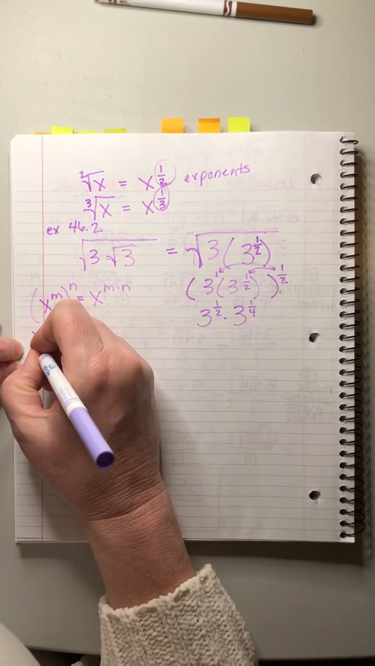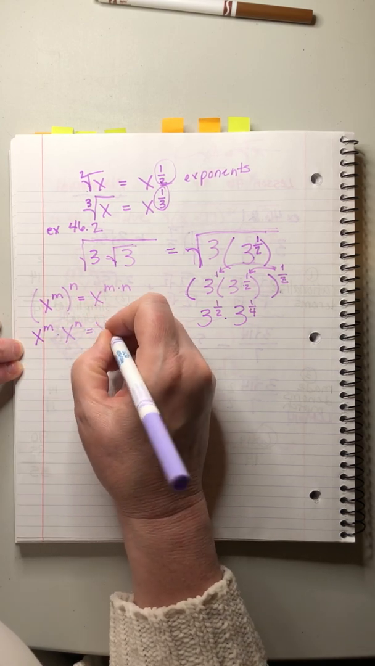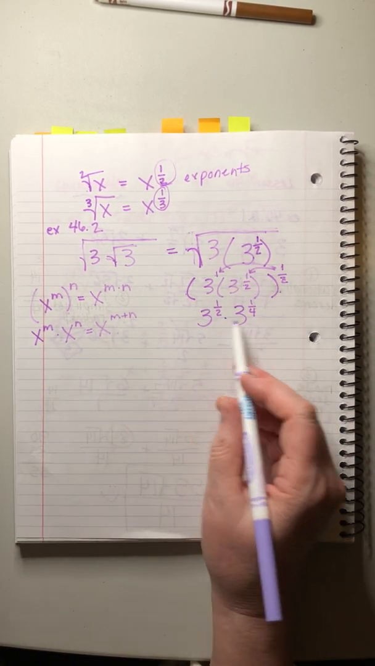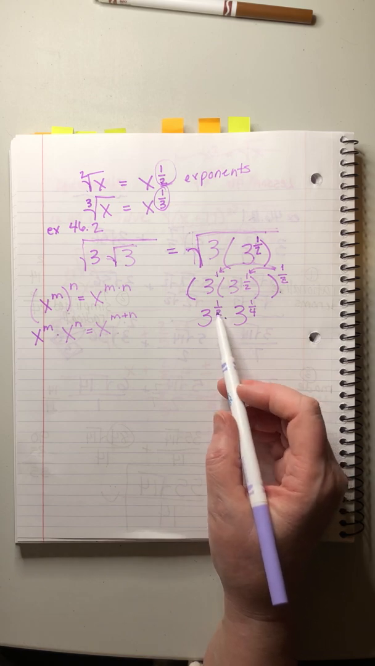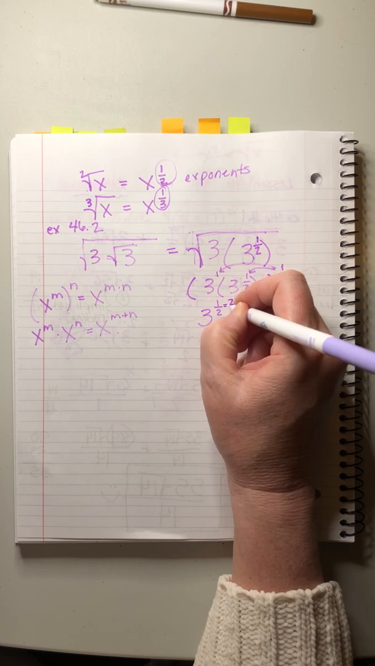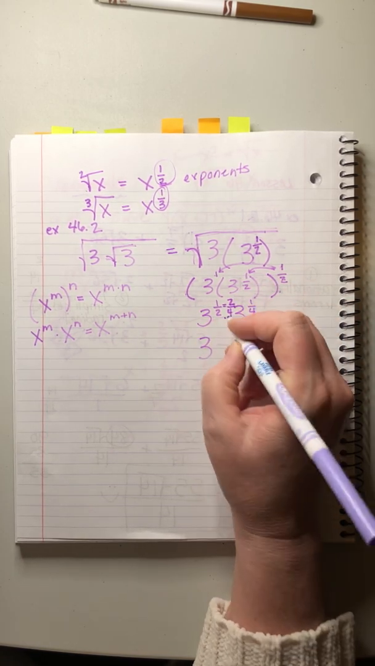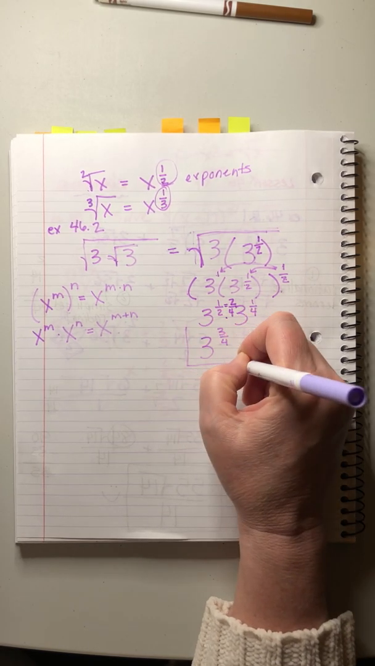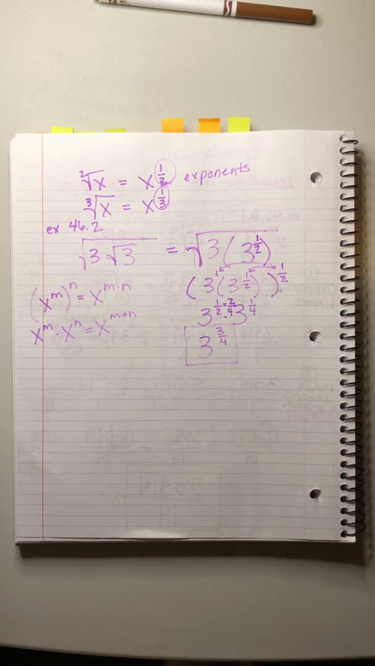Now, what about the product rule? If we're multiplying matching bases, we add the exponents. Look, we're multiplying matching bases. We have to add the exponents. To add fractions, the denominators have to match. This is equal to 2 over 4. Now we can add them. Our final answer is 3 to the 3/4 power. What on earth is this madness?